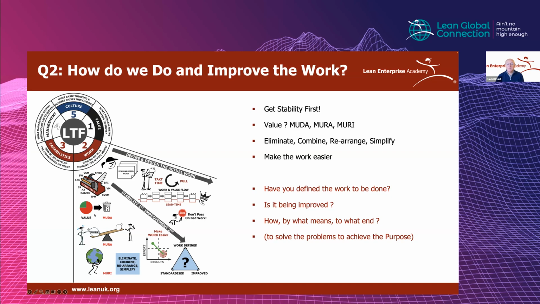MUDA, waste, MURA, unevenness, and MURI, overburden, or the 3 M's, are key principles to keep in mind when seeking to stabilize and improve the work. Being able to identify and eliminate waste helps to allow more time to create value in the work activities. And this is represented by the red and green on the chart.